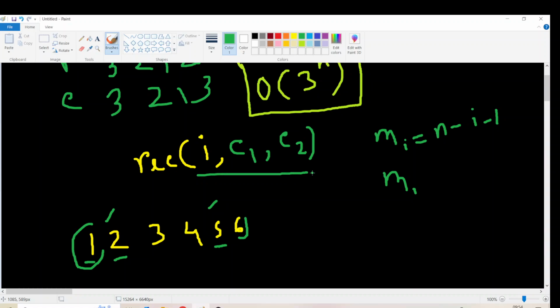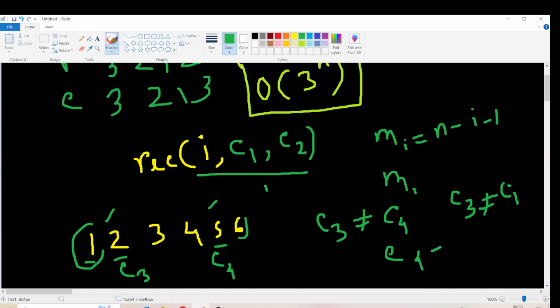The rest of the part is quite straightforward. We will iterate over each and every color, all the three colors, such that the color of the current house is C3, and the current color of the mith house is C4. So our first constraint is C3 cannot be equal to C4. The second constraint is C3 cannot be equal to C1. And our last constraint is C4 cannot be equal to C2.